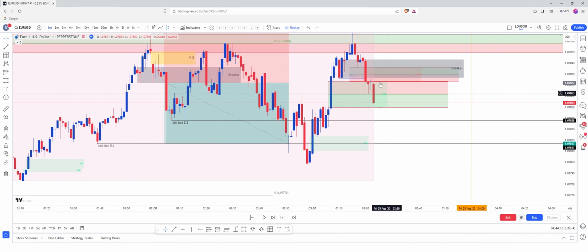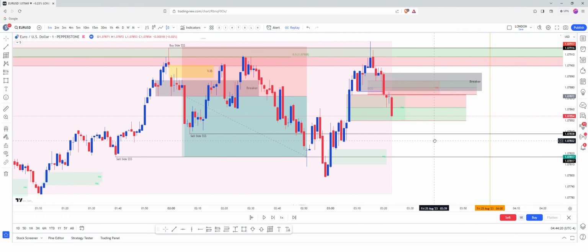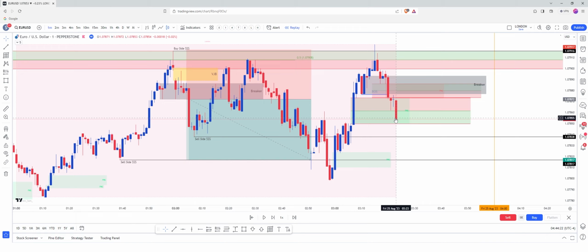We've closed below the 50%. So in my analysis, when price is closing below or beyond the 50% mark of a fair value gap, it means it's less likely to hold. So this is a good sign that potentially we can get into a sell program. So I view this as bearish now because we have closed below the 50% of that fair value gap.